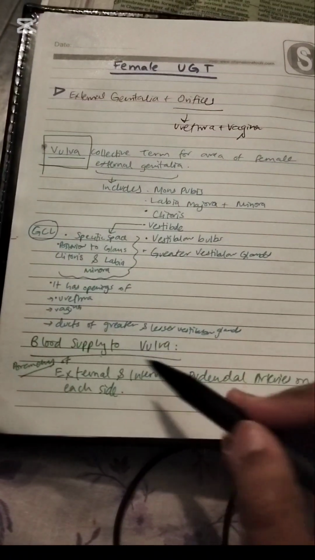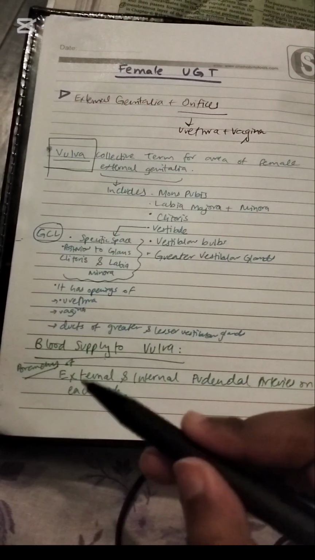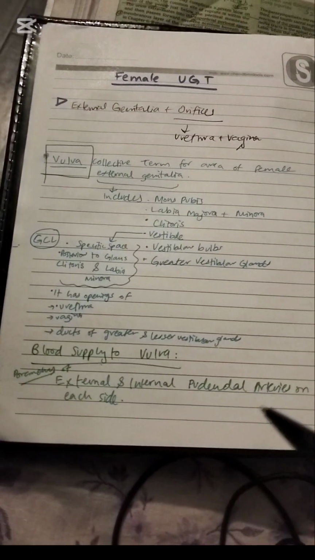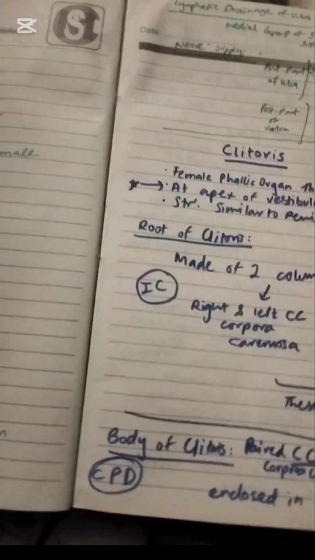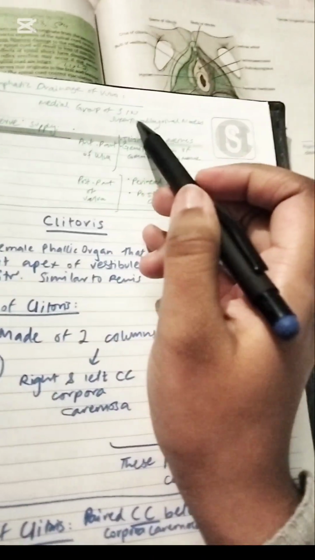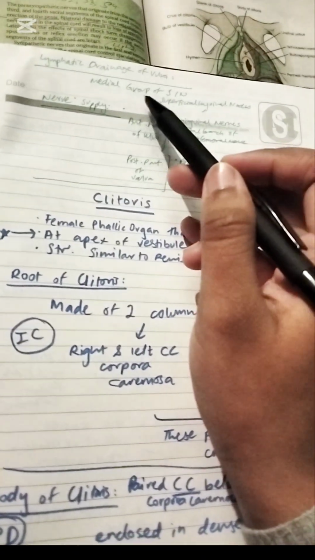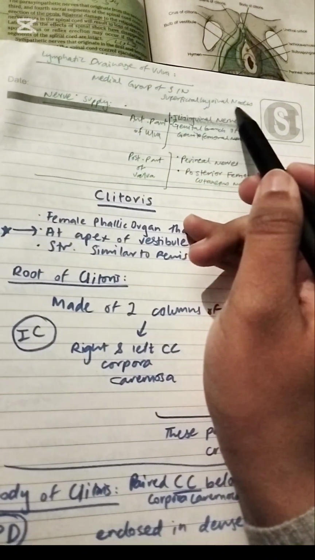Now let's talk about the blood supply to the vulva. So blood supply is going to be from the branches of external and internal pudendal arteries on each side. Now let's talk about the lymphatic drainage of the vulva. So that is going to be from the medial group of the superficial inguinal lymph nodes.